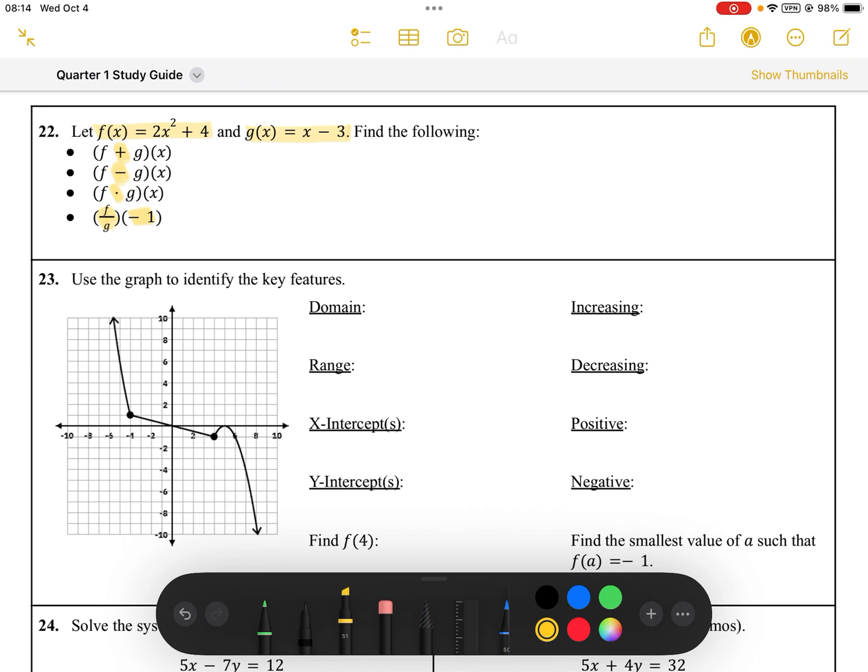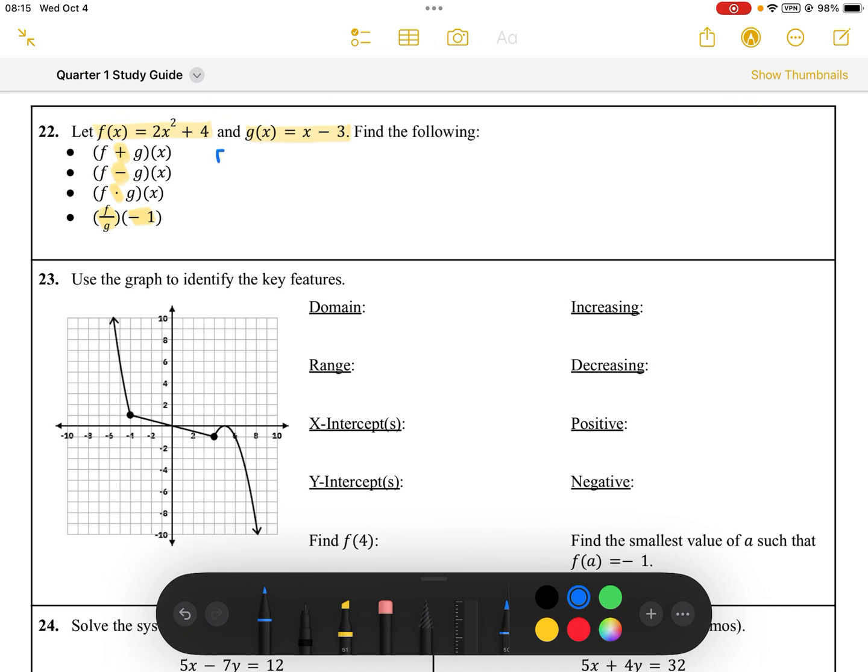The first three, adding, subtracting, multiplying, will still have x in our answer. But for the last one, when we do the division, we will have a number as a solution because we're going to substitute in a value for x. So we're going to start with addition.